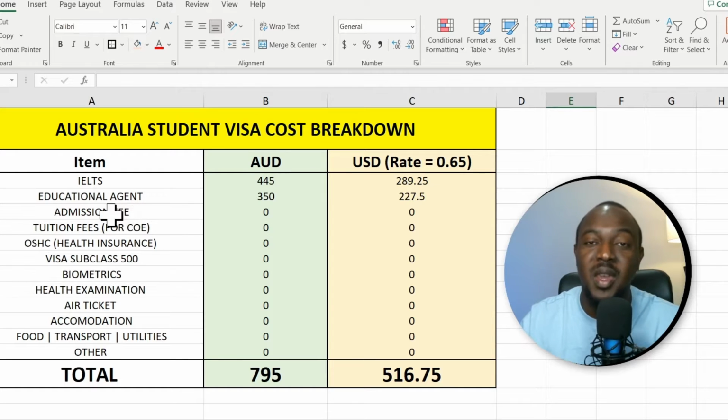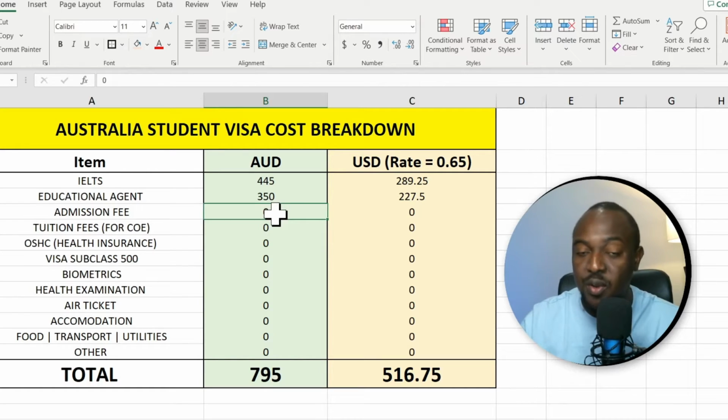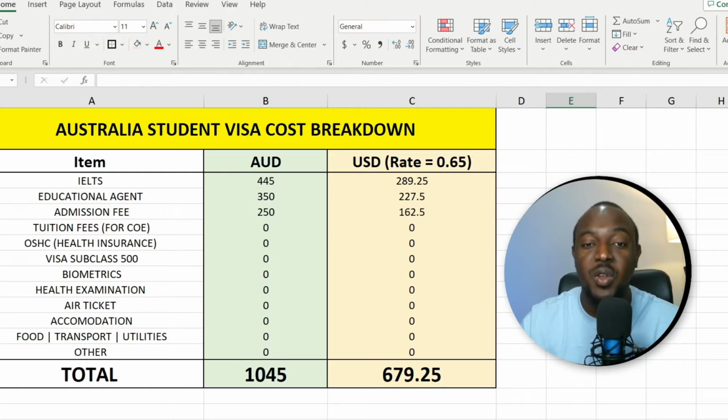So in case you get admission into one of the colleges, congratulations. You need to pay an admission fee, which is roughly 250 Australian dollars. Once you pay the admission fee, to get your COE, which means confirmation of enrollment, you need to pay mostly the first semester or the first trimester fee.